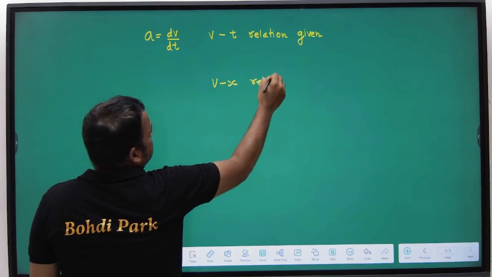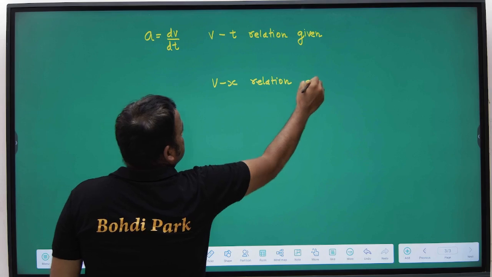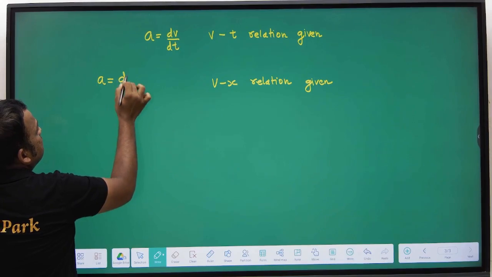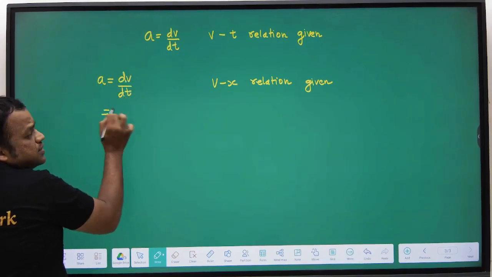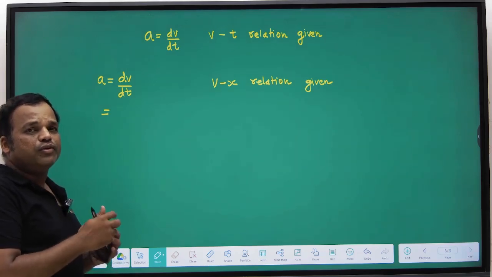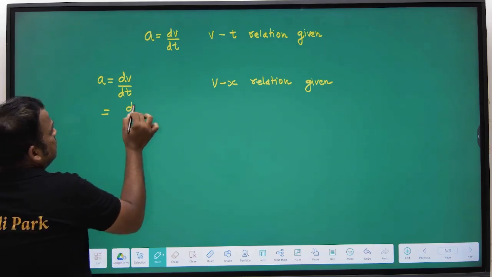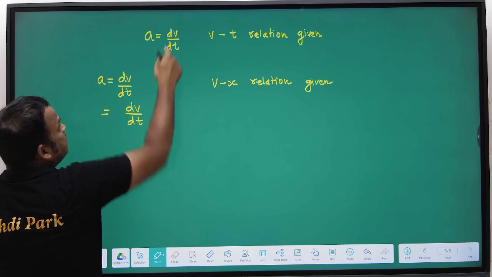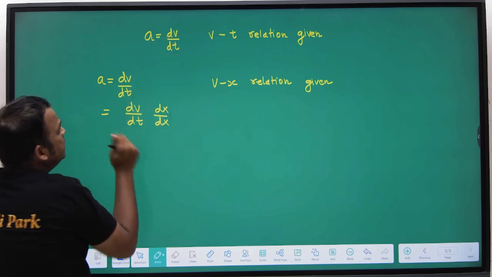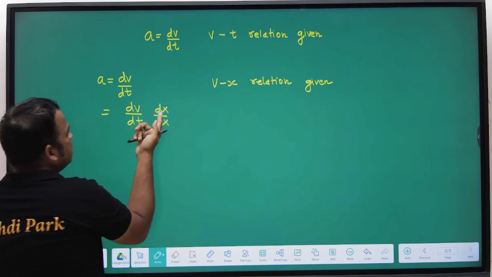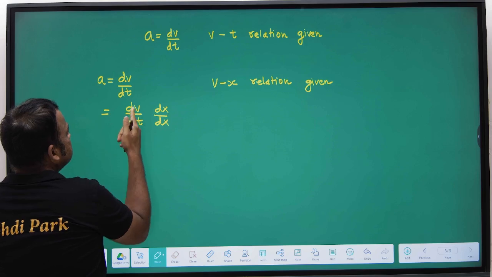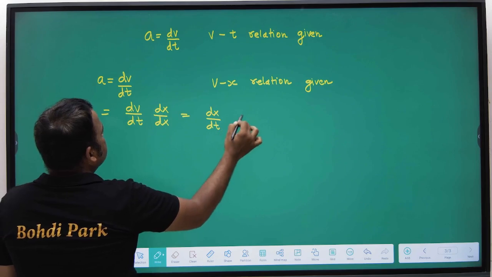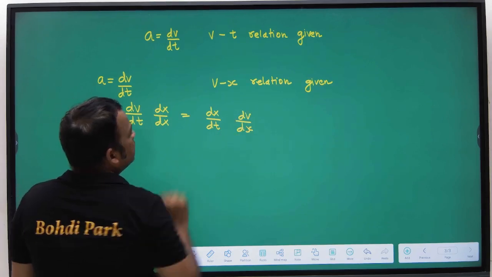What if the vx relation is given? Then we can use the formula a is equal to dv by dt, the same formula, but we have to modify it a little bit. We will multiply and divide by dx. Now this dx will come here and this dv will come here. So we can say dx by dt into dv by dx.